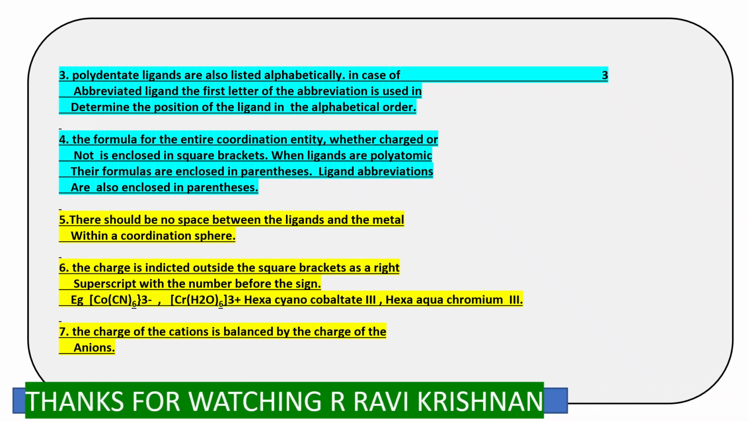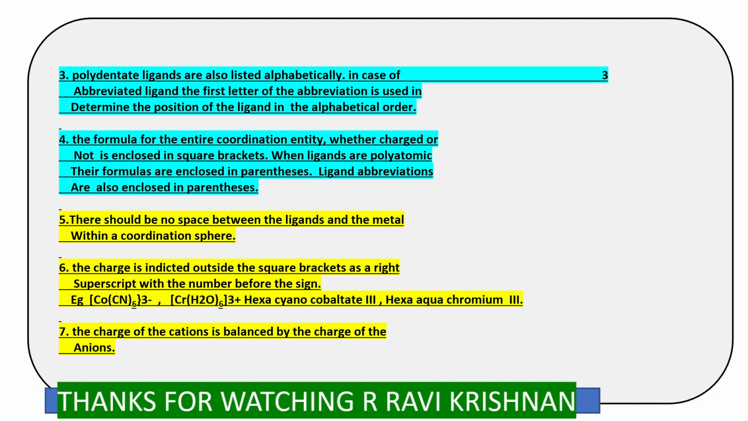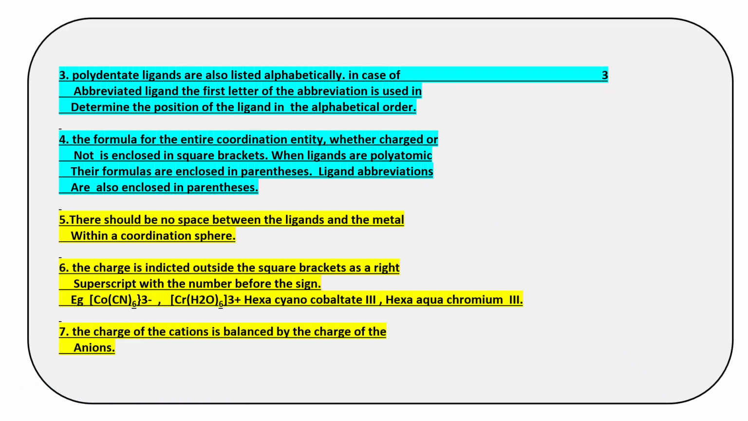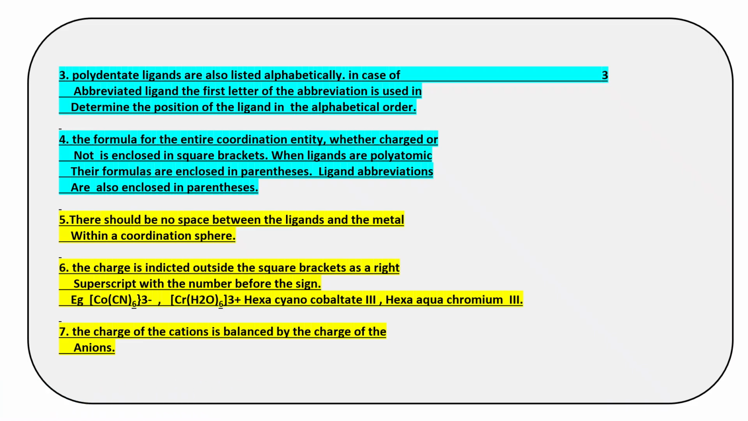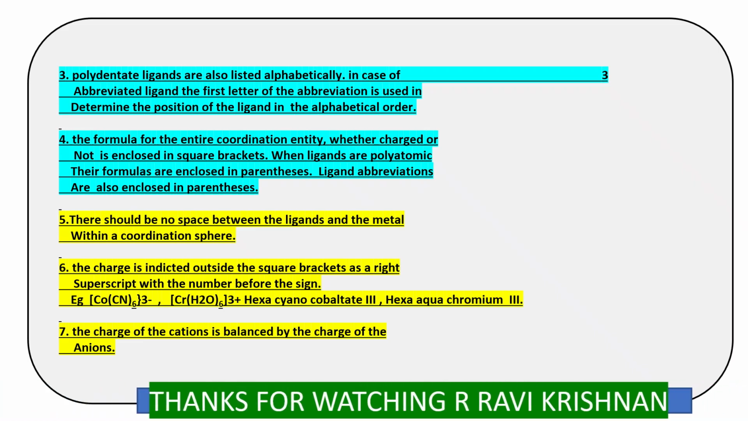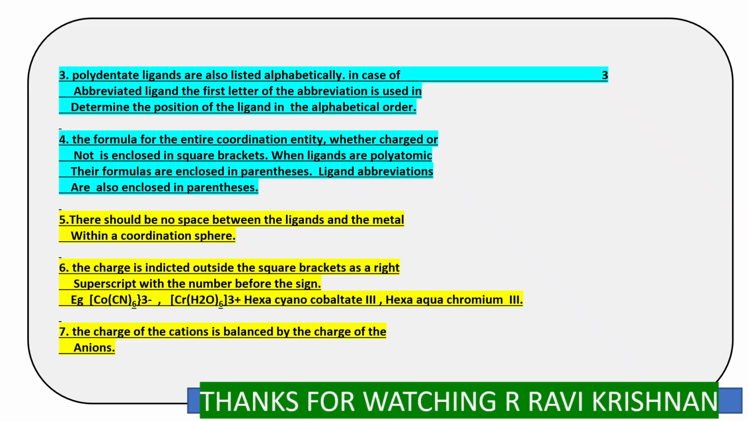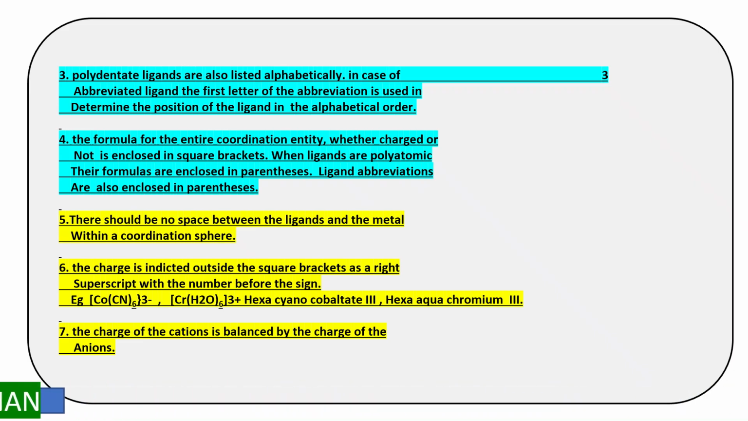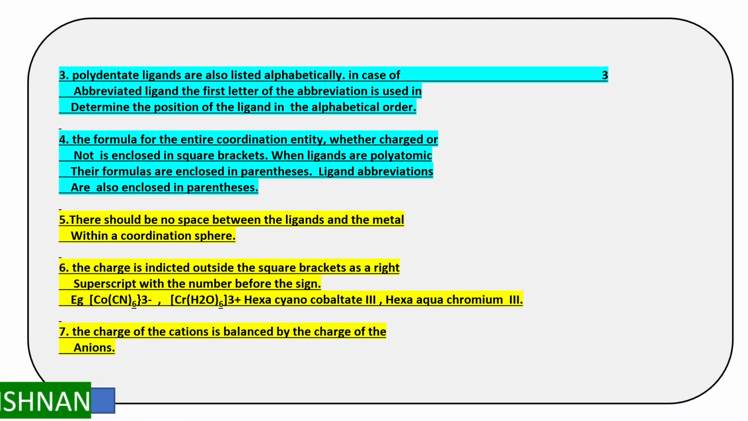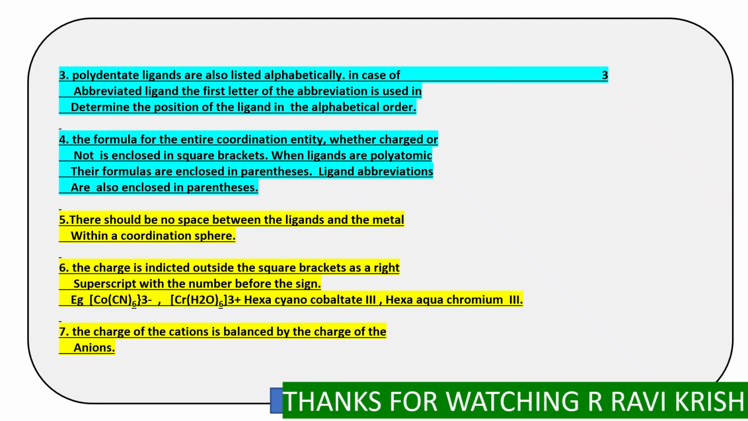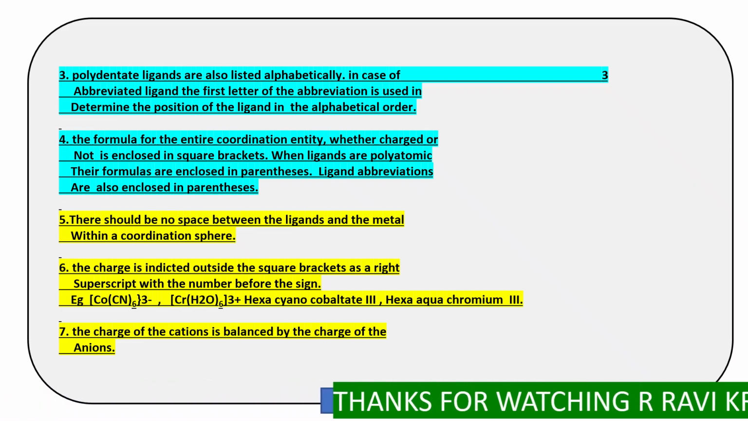When ligands are polyatomic, their formulas are enclosed in parentheses. Ligand abbreviations are also enclosed in parentheses. There should be no space between ligand and the metal within a coordination sphere. The charge is indicated outside the square brackets as a right superscript with the number before the sign. Examples: hexacyanocobaltate(III), hexaaquachromium(III). The charge of the cations is balanced by the charge of the anions.